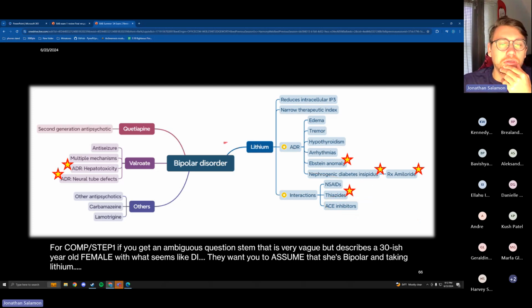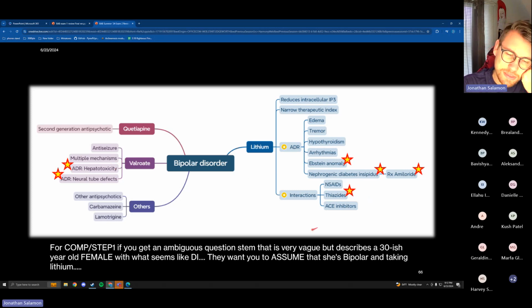Okay. For bipolar disorder drugs, lithium and valproic acid. Know that lithium causes the Ebstein anomaly. Know that valproic acid causes neural tube defects. Ebstein anomaly is the atrialization of the right ventricle. For neural tube defects, you see neural tube defect and you think spina bifida, but it's usually anencephaly that they're talking about with valproate. Also, that's hepatotoxic.